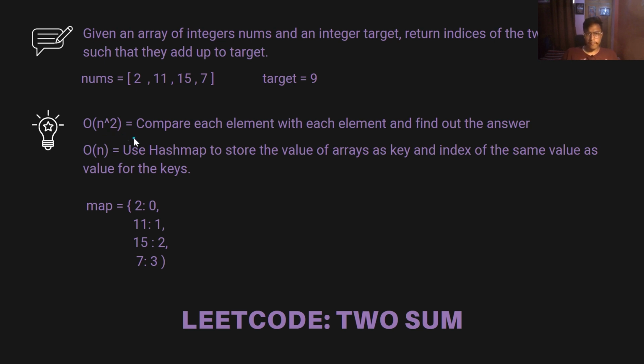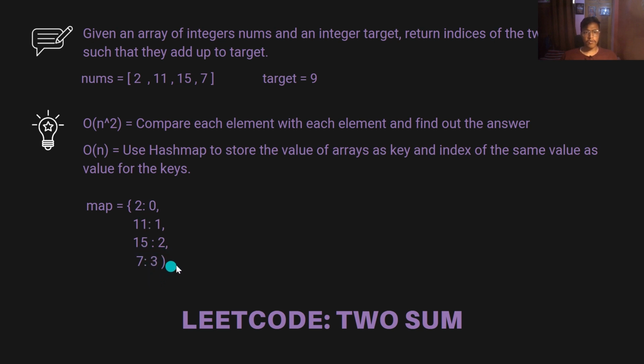To do this in O of n time complexity, we have to use a data structure called a hash map. In the hash map we'll store the values of the array as keys and the index of that particular value as the value of that key. Do not get confused by this statement. The keys are the actual integers present in the array. So 2 is at the 0th index, so the key is 2 and 0 is the value. Similarly for 11 the index is 1, for 15 the index is 2, and for 7 the index is 3.